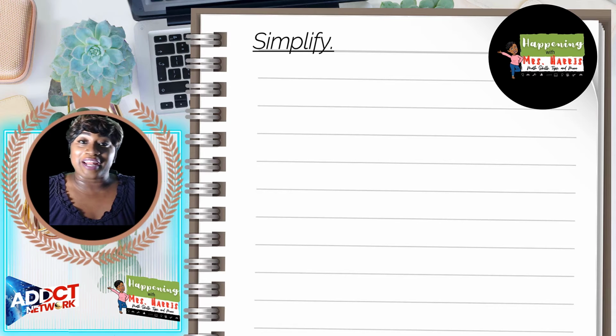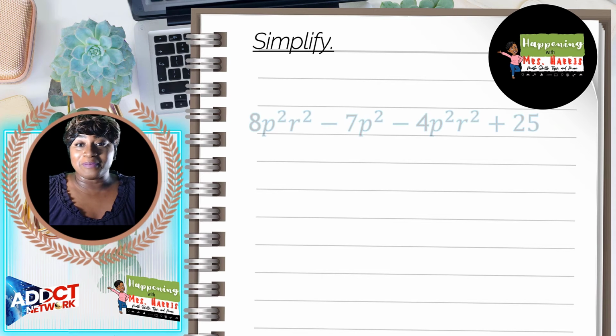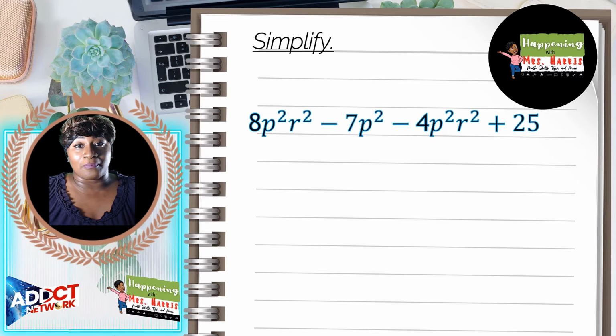Now let's take a look at our next example. Simplify. 8p to the second power r to the second power minus 7p to the second power minus 4p to the second power r to the second power plus 25. I know you can do it. You ready to try it? Let's go.